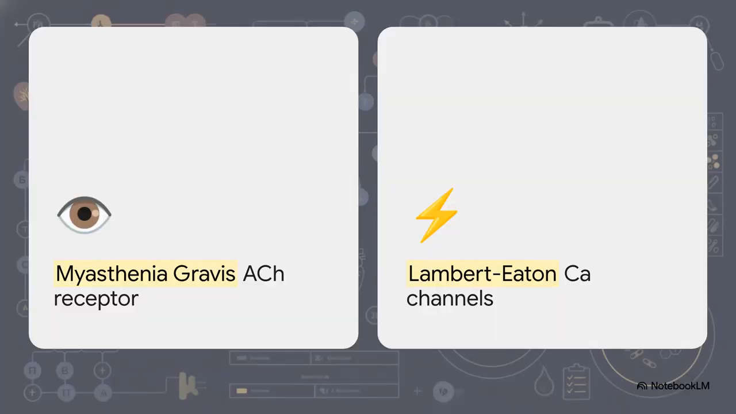The absolute pivot point for your exam when telling these two paraneoplastic syndromes apart comes down to this. Myasthenia gravis targets postsynaptic acetylcholine receptors, right? So it features fluctuating weakness that gets worse with use, typically hitting the ocular and bulbar muscles. Lambert-Eaton syndrome, on the other hand, targets the presynaptic voltage-gated calcium channels. It presents with proximal muscle weakness and, here's the real key differentiator, absent or diminished deep tendon reflexes. Don't mix those up.